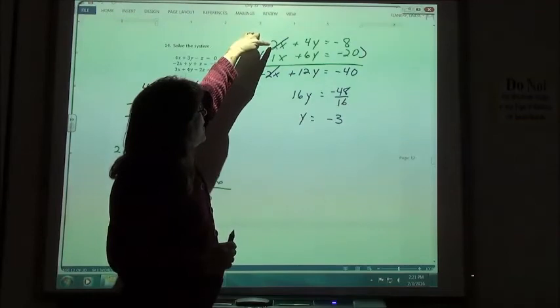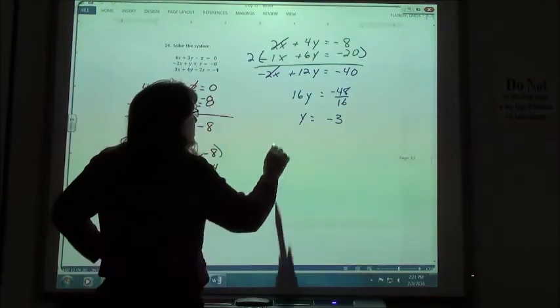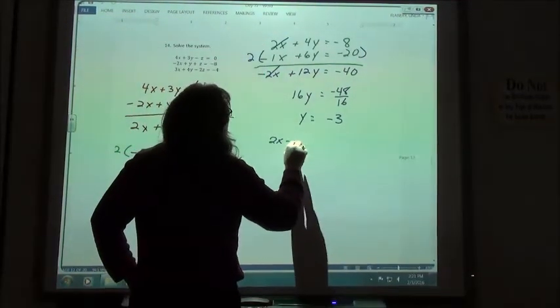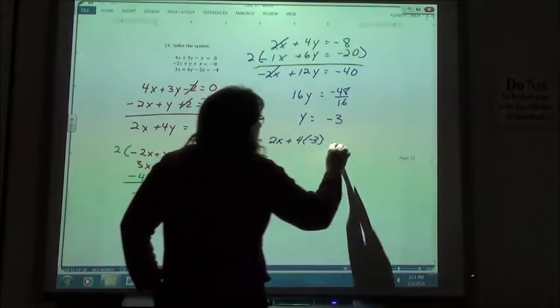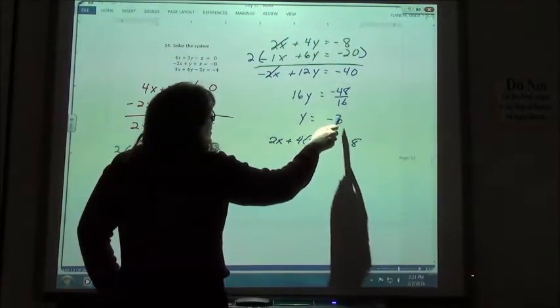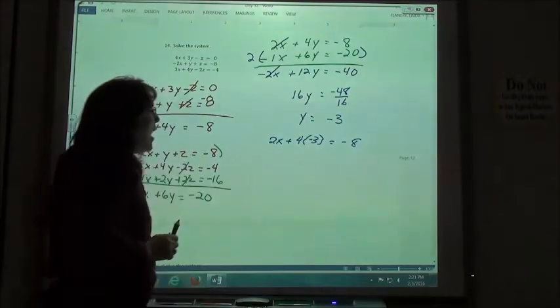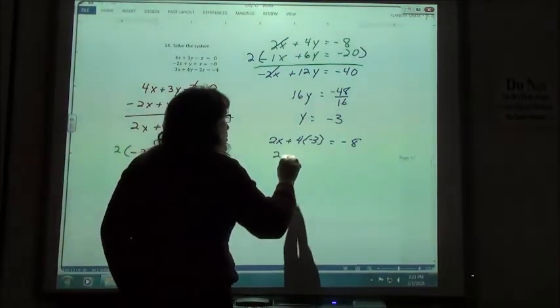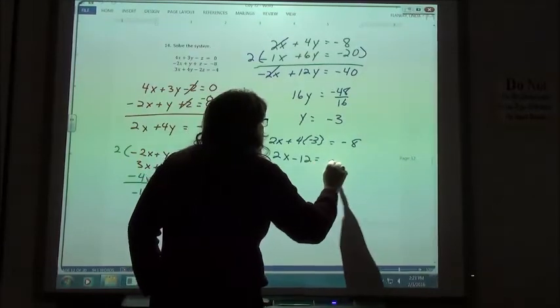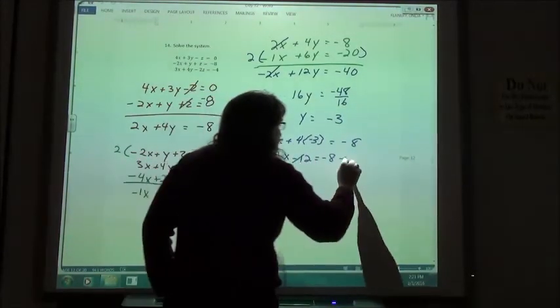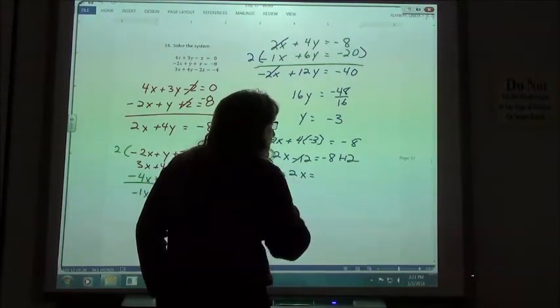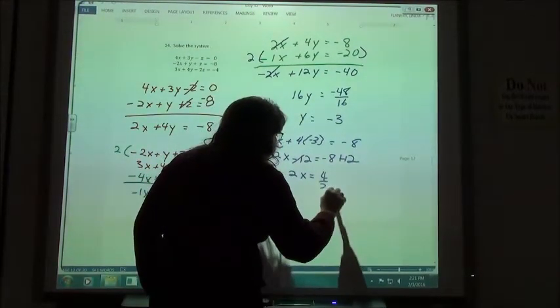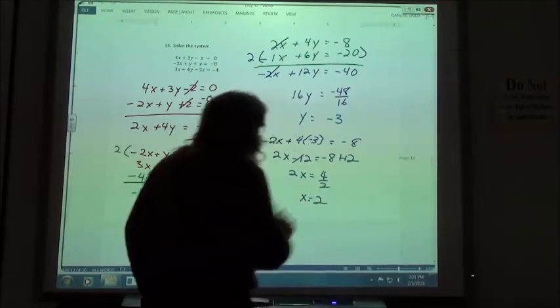Going to go back up here to find my x value. So I know that 2x plus 4 times my y value, which is negative 3, equals negative 8, just substituting in the negative 3 for the y. So 2x minus 12 equals negative 8. Adding my 12, 2x would equal 4, and dividing by 2, x equals 2.